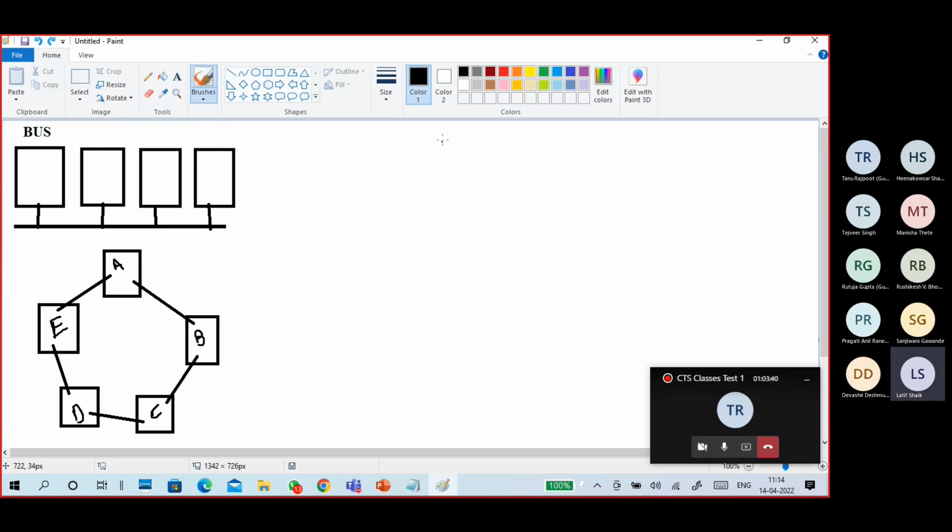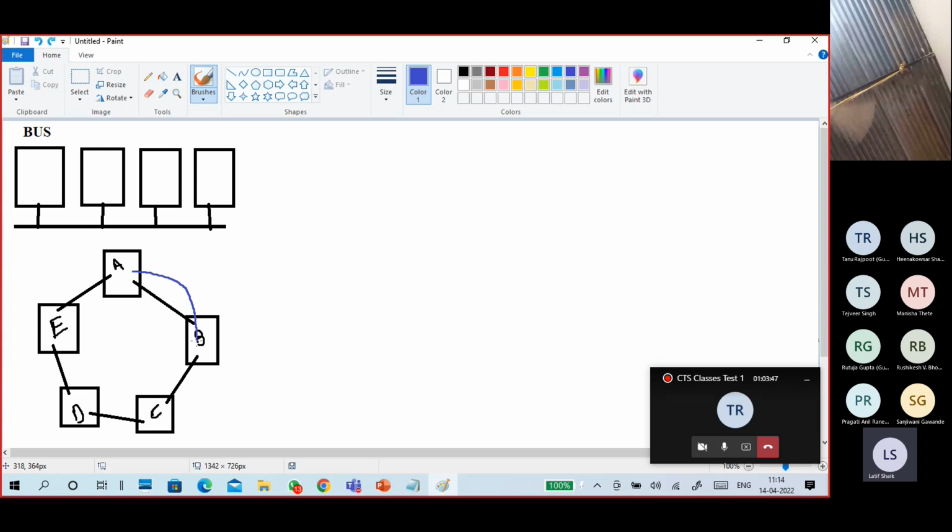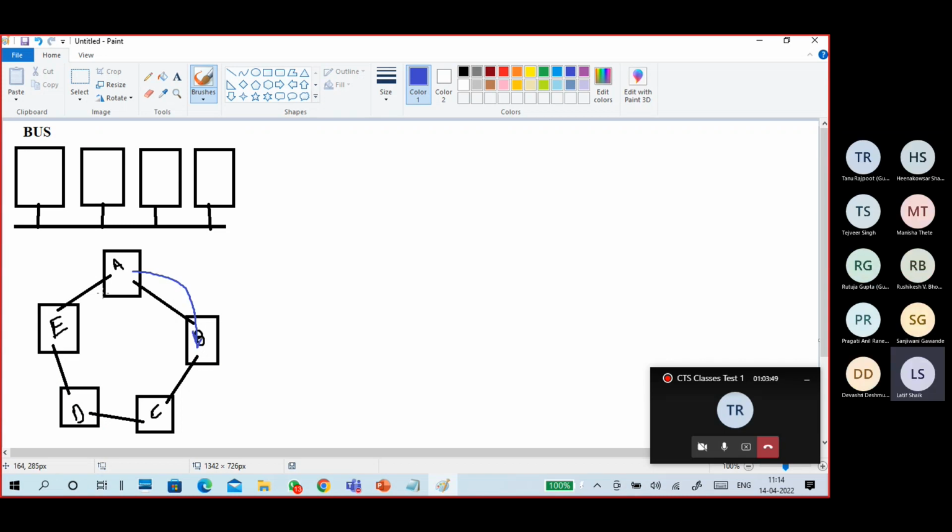So A sends a packet to B. I will take a slightly thicker color. See, that is okay. But if A wants to send a packet to D, A has to send a packet to B, B sends a packet to C, and C sends a packet to D. So this is how it finally communicates.